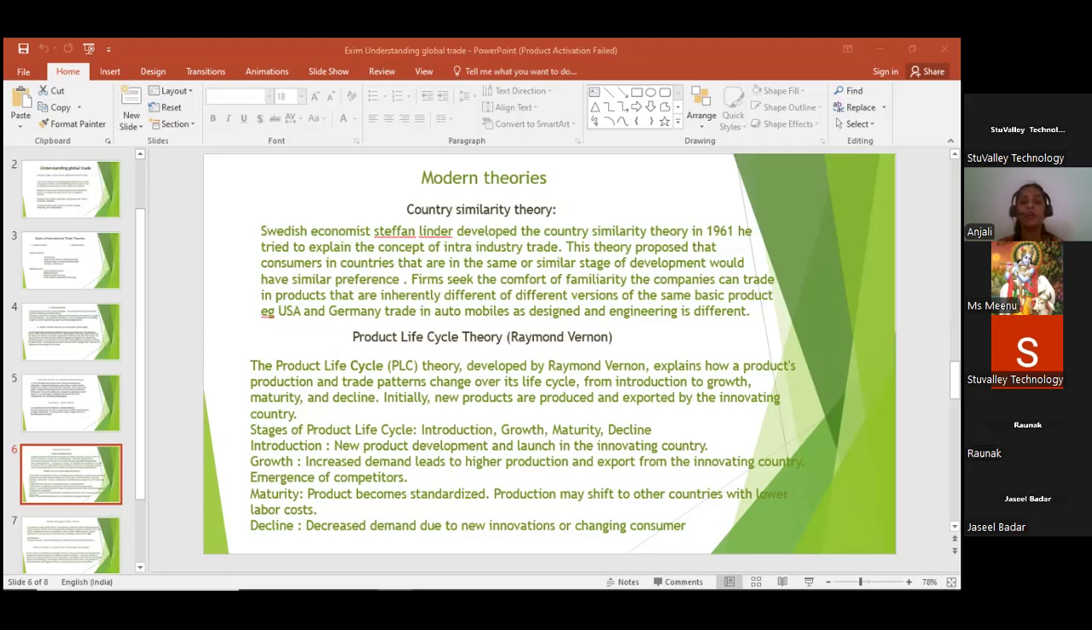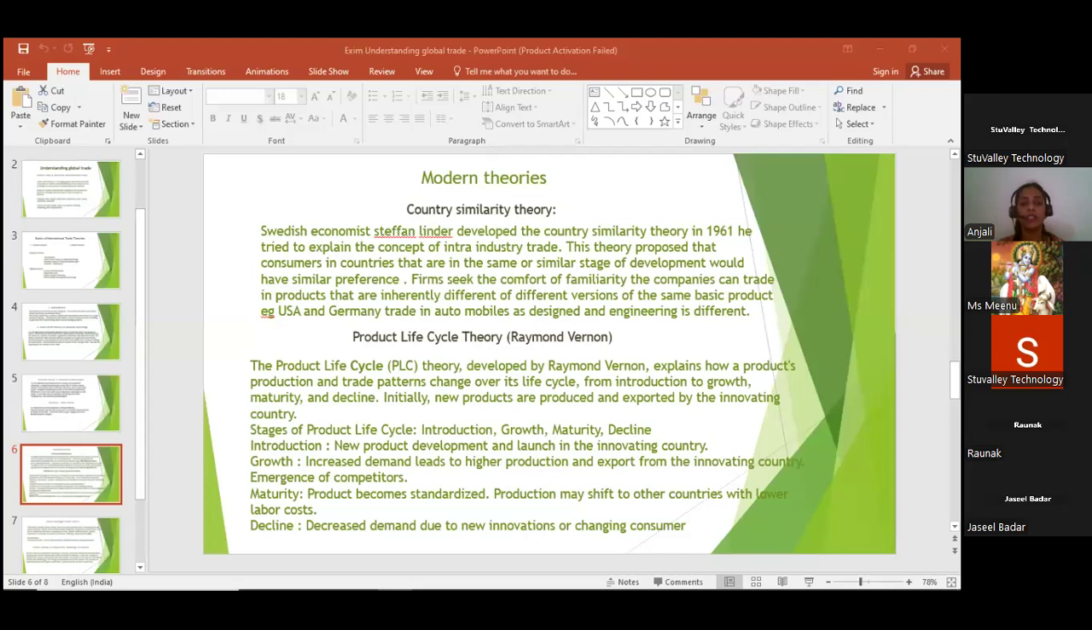This is called the growth stage of that product, when the demand is high and the supply is less. Initially, when the iPhone was launched, after the introduction and the growth stage, the demand for that product was high and the supply was less. And after the growth stage, any product comes to the maturity stage.